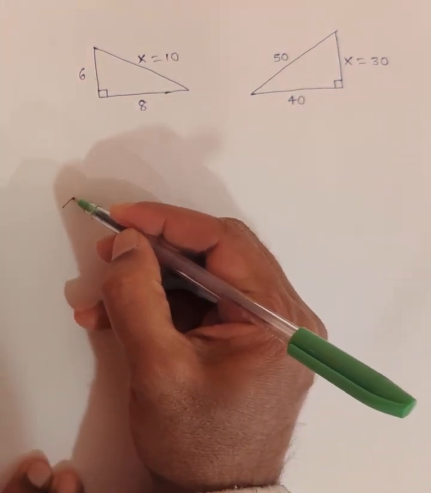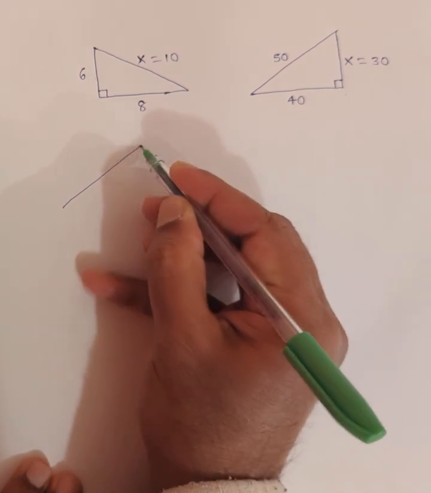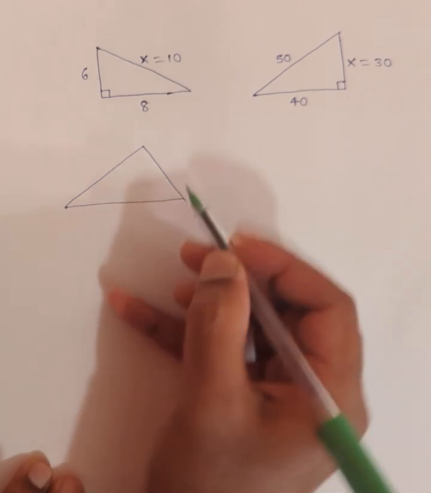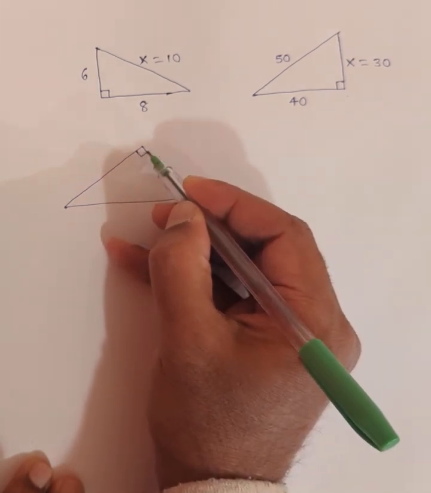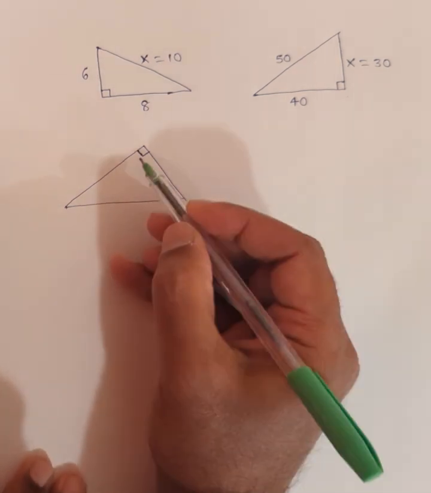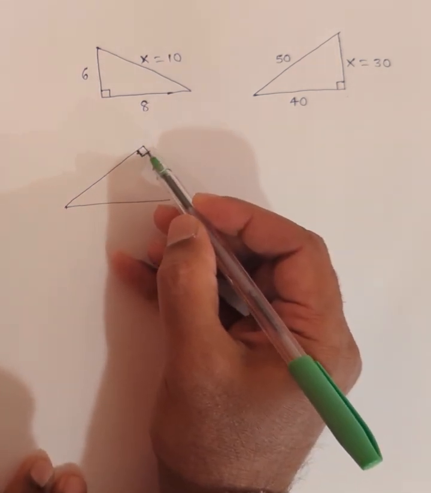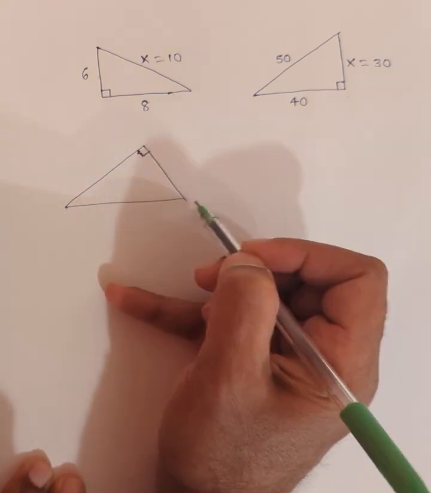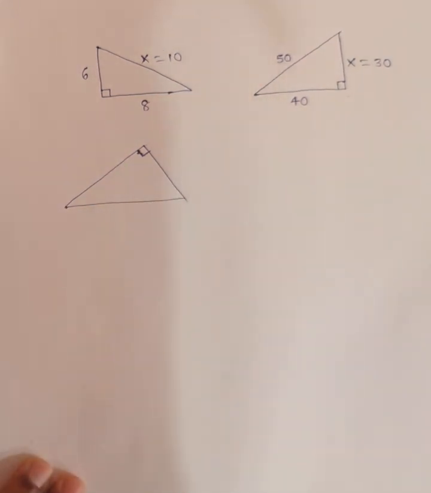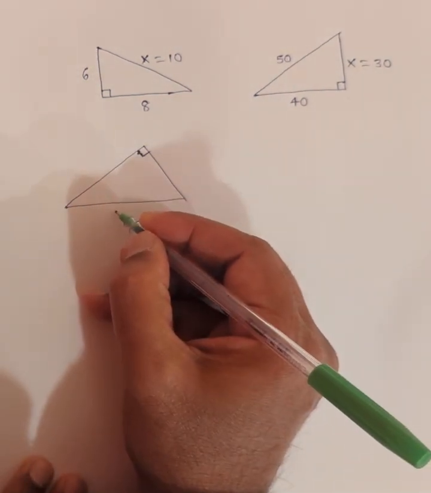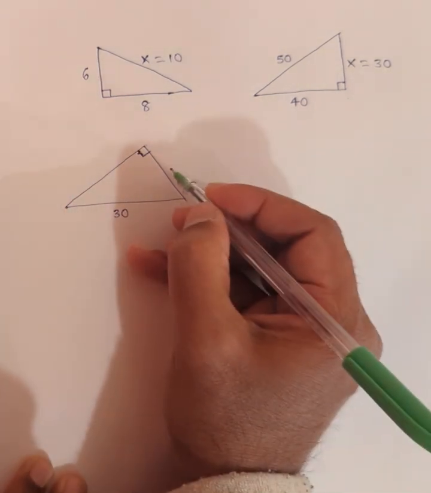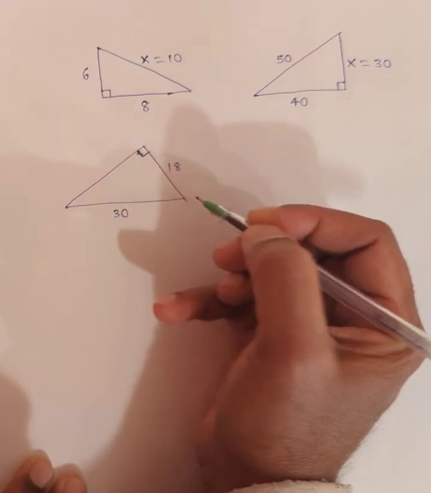And again, your right triangle need not always be oriented in the horizontal and vertical direction. Sometimes your hypotenuse might be horizontal. So look out for this square box. That tells me that these are the right angles, or these are the legs. So now let's say I've been given 30 for the hypotenuse and 18 for one of the legs.